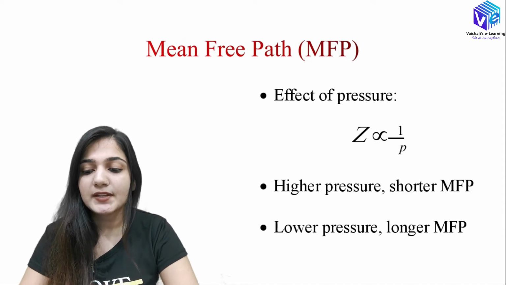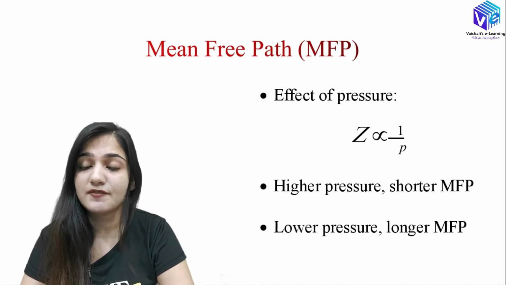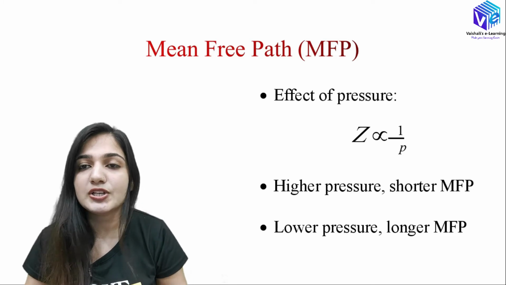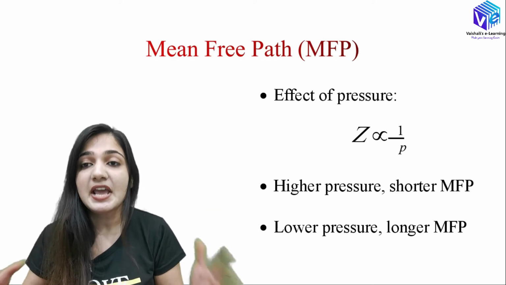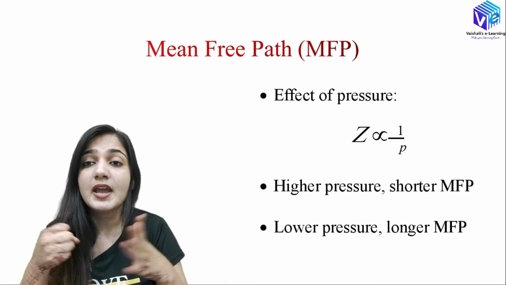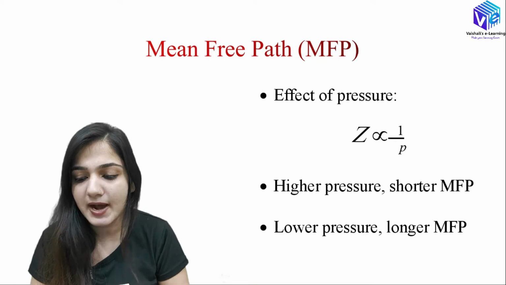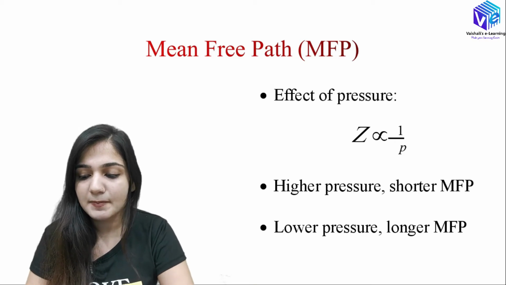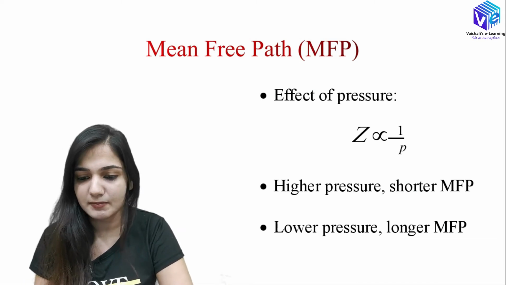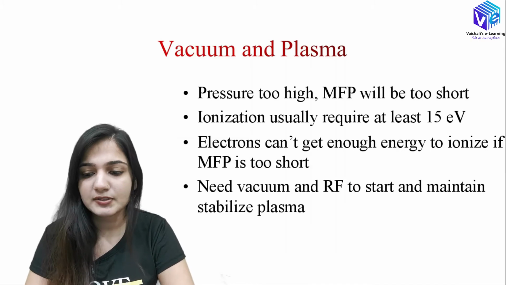It depends upon the effective pressure also. It is inversely proportional to the pressure. If I increase the pressure, the mean free path will decrease because the collisions will take place more rapidly. There will be higher collision between the particles and I will have a lesser mean free path. So higher pressure means shorter mean free path, lower pressure means longer mean free path. Now coming to the relation of the vacuum with plasma.